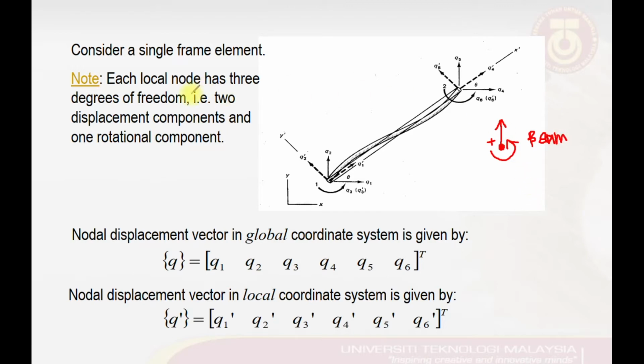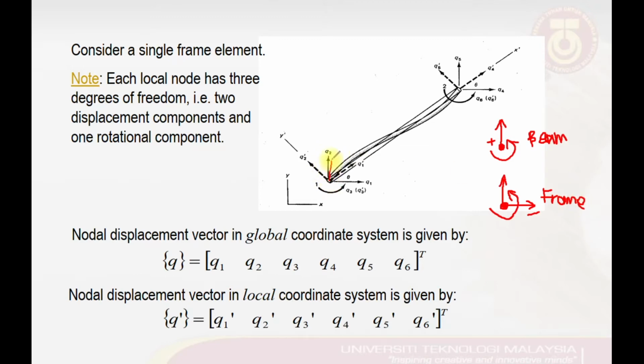But for a single frame element, as shown in this figure, instead of having 2 degrees of freedom at one nodal point as for a beam, we have to include the axial translations or deformations, and also the vertical translation and the rotation. That means for a frame, at one nodal point we have 3 degrees of freedom.